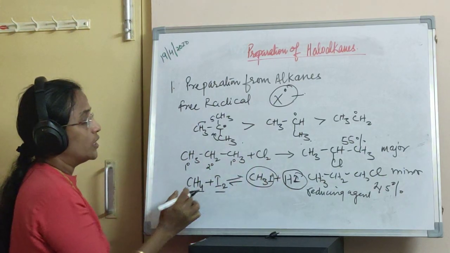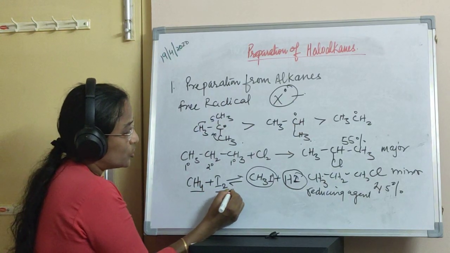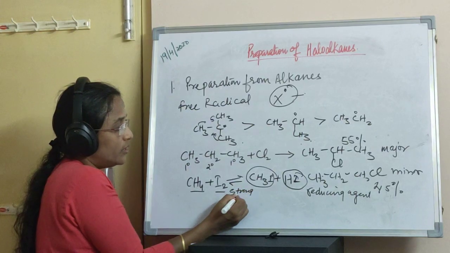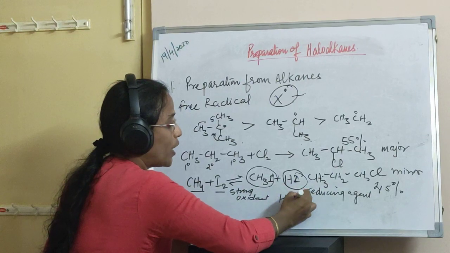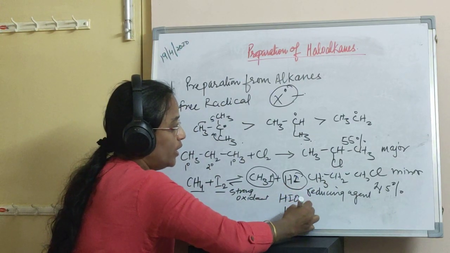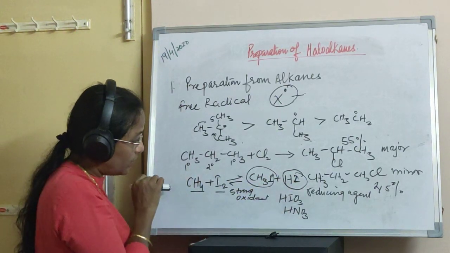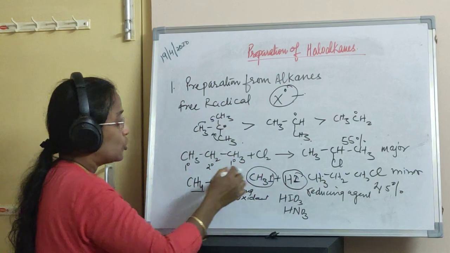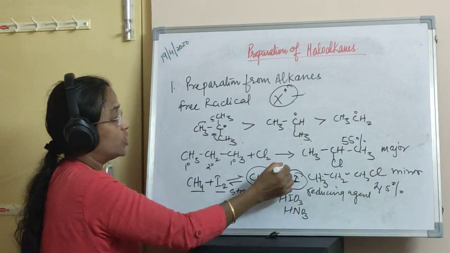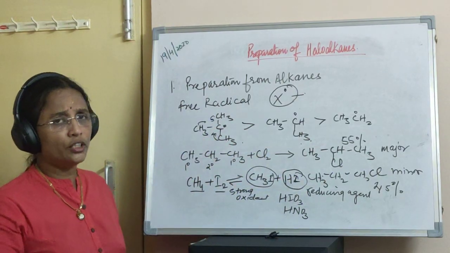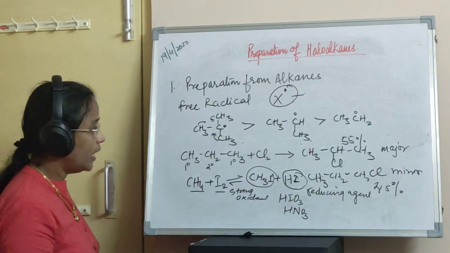So for this particular reaction, to get CH3I, what we can do is take a strong oxidizing agent in the reaction, for example HIO3 or HNO3. These are the strong oxidants which will favor the reaction in the forward direction. So in case of iodination, it's a reversible reaction, because HI is a strong reducing agent and it can give back the reaction. That's why we use a strong oxidizing agent.